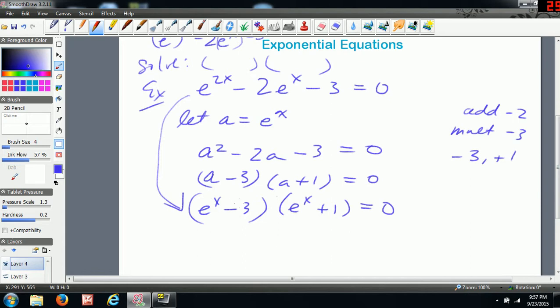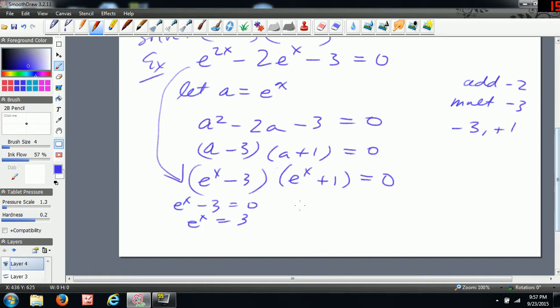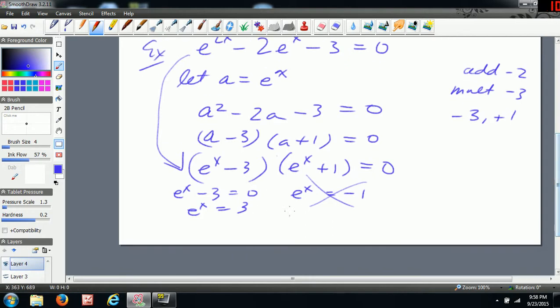So then, e to the x minus 3 equals 0, so e to the x is equal to 3. And the other one is e to the x equal to negative 1. This cannot be correct. This is not possible, so this is gone. That solution doesn't apply. We can't have e to the power of anything being a negative number. So e to the x is equal to 3.